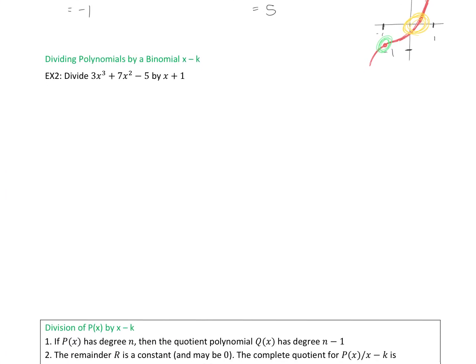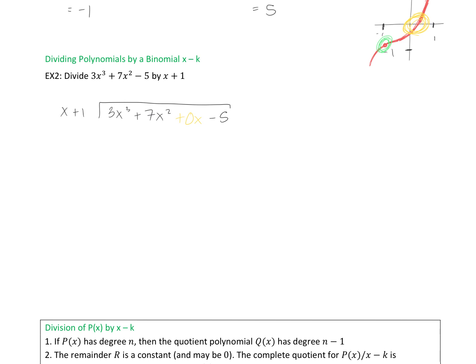All right, dividing polynomials by a binomial x minus k. So divide 3x cubed plus 7x squared minus 5 by x plus 1. So we'll go ahead and do this the long division way. 3x cubed plus 7x squared. Now we're missing the x term, so I'm going to just pop in the x term as a placeholder. We haven't changed the value, it's just a placeholder, because I did 0x. And then let's go ahead and do some long division.